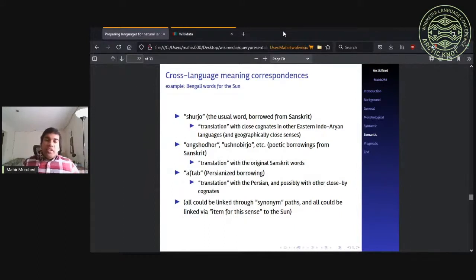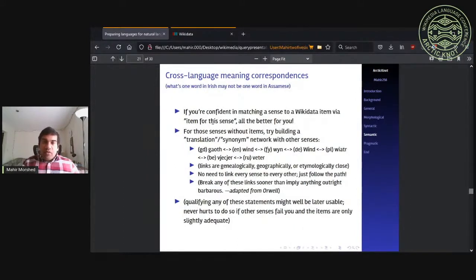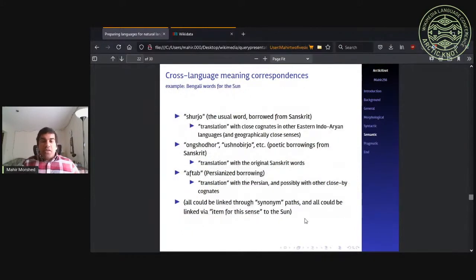And all of them could be linked via the item for this sense property, which I mentioned, or I hinted at before, item for this sense. They could be linked, all of them, to the item for the sun. It's certainly possible to do that as well.